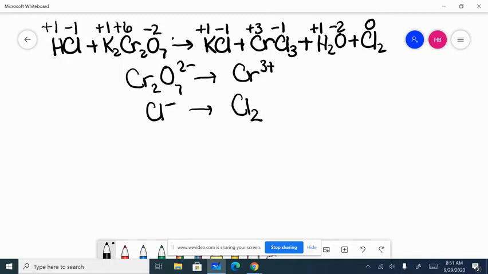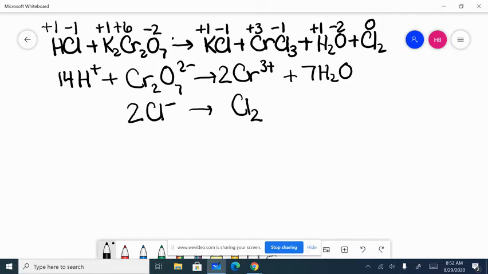First thing I'm going to do is balance everything that's not oxygen or hydrogen. Then I'm going to add water to balance the oxygens. And then I'm going to add H+ to balance the hydrogens like such. So everything right now is balanced according to mass.